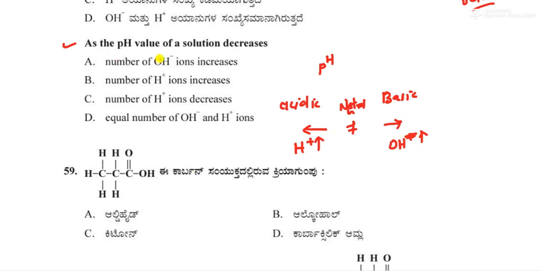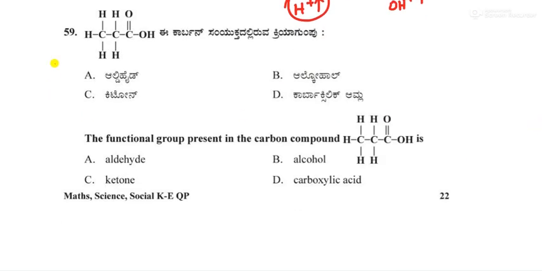Now the pH value of a solution decreases. So if it decreases, it means moving towards the acidic side, what will happen? H plus will increase, right? So the number of H plus ions increases. Option number B. Okay, remember this. Next is question number 59.